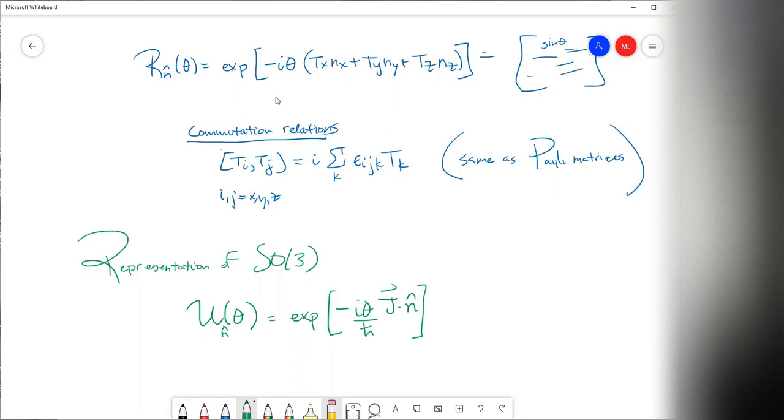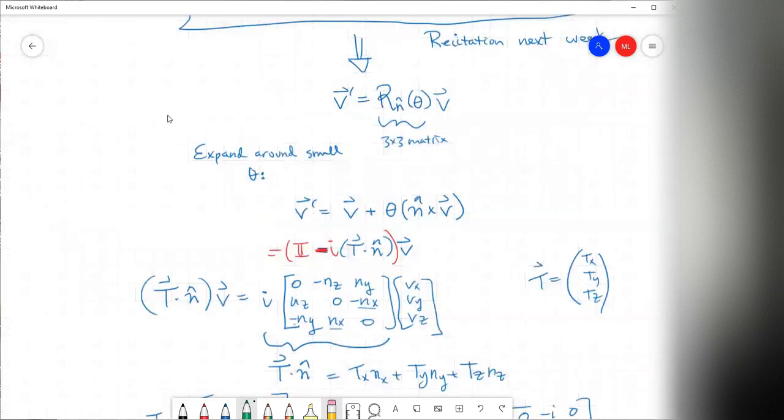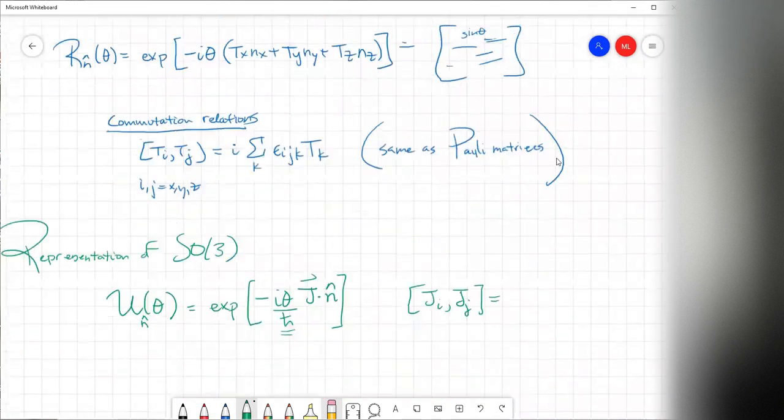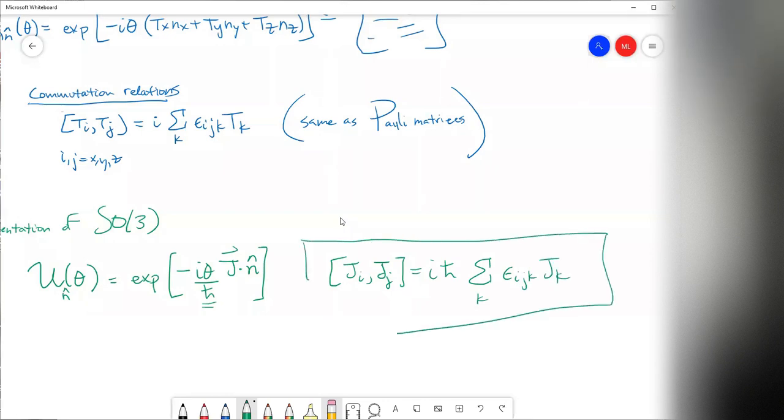And now this thing must behave just like these R's do. So the commutation relations that these T operators obey must be the same commutation relations that J obeys, with J being the angular momentum. So the components of angular momentum, and of course now there's this extra h bar floating around, whereas before we had no h bar. If you correct for that h bar, then these commutation relations become i h bar sum over k epsilon_ijk J_k. And these are the commutation relations for angular momentum.